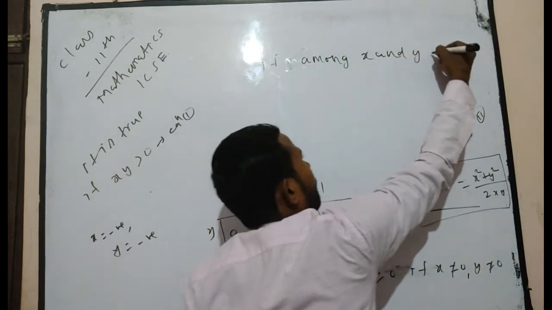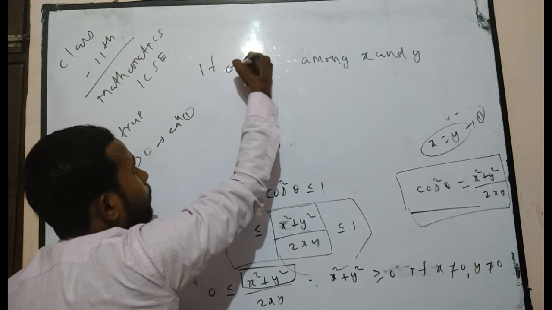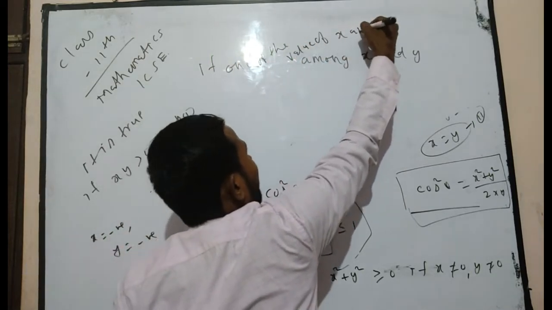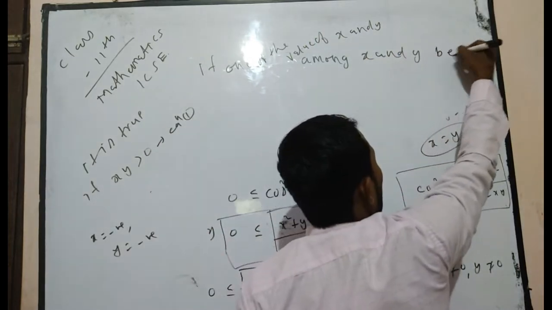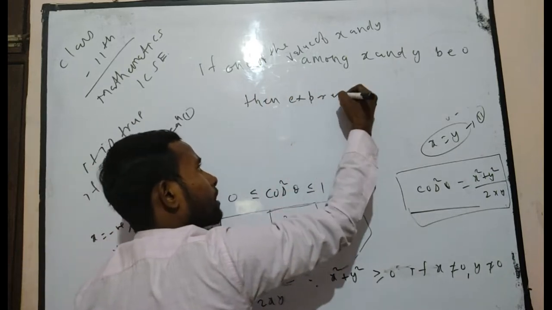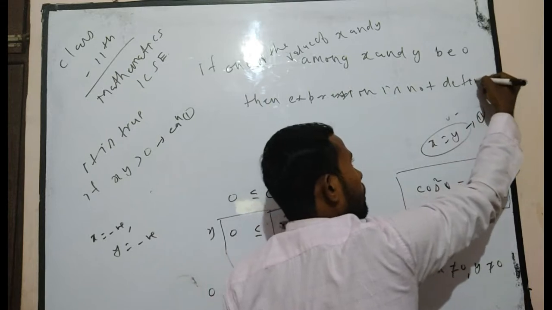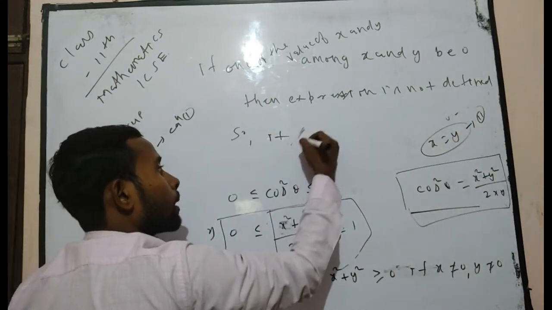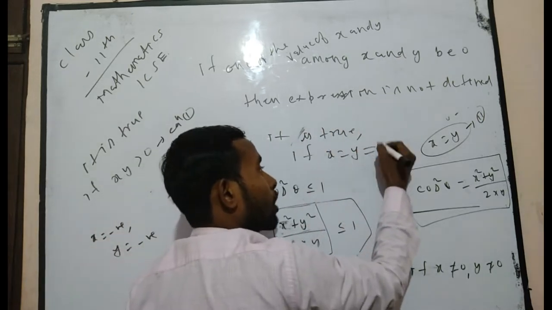So you can say that if one of the values among x and y is 0, then the expression is not defined. So it is true if x is equal to y but not equal to 0.